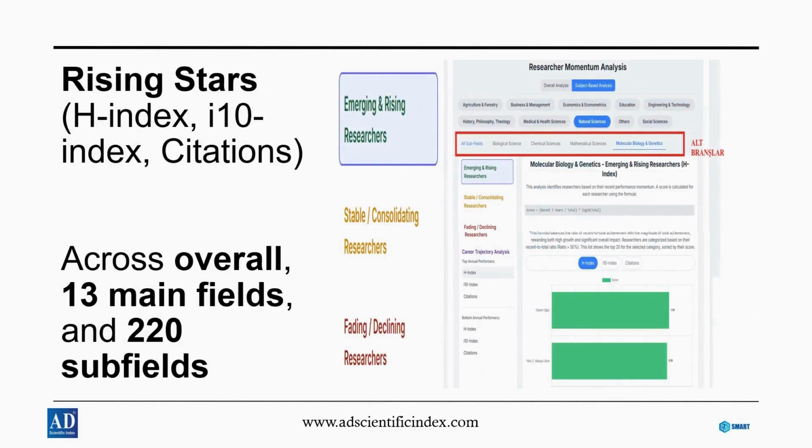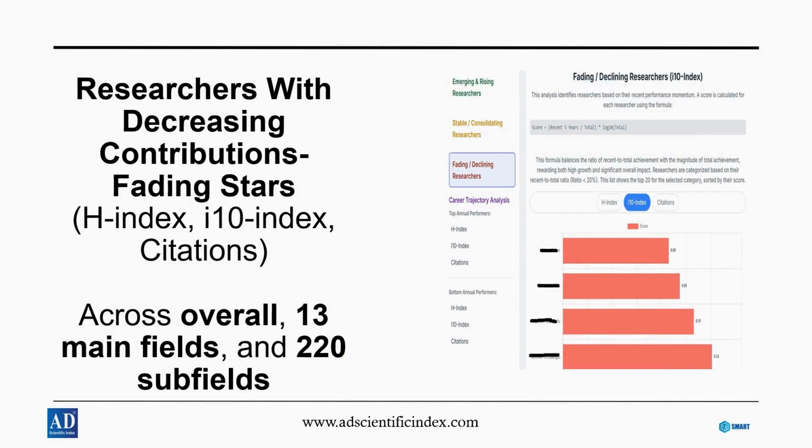Rising stars are identified by analyzing recent momentum in H-index, I-10 index, and citation performance. The system highlights emerging and rising researchers, those who are stable and consolidating, and those whose contributions are declining. These insights are generated across the overall ranking, 13 main scientific fields, and 220 subfields, helping institutions recognize promising talent and track career trajectories. Researchers with decreasing contributions, known as fading stars, are identified through their recent decline in H-index, I-10 index, and citation performance.